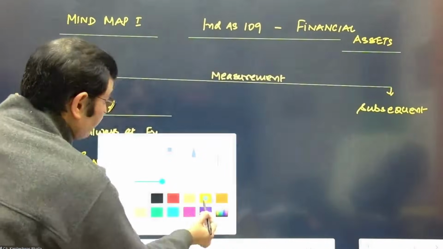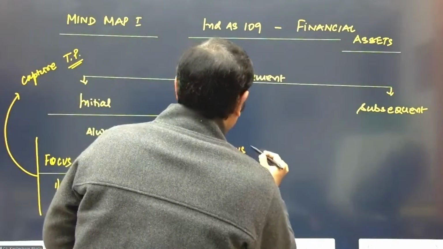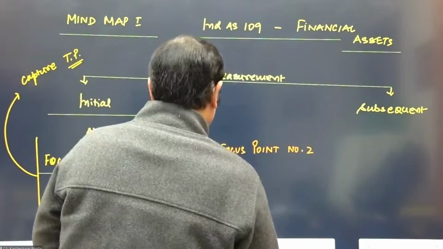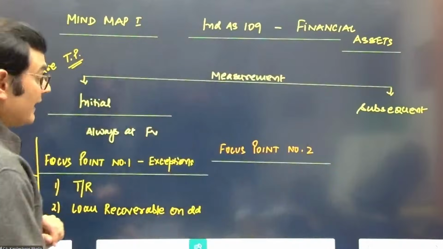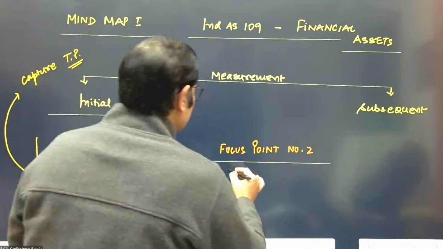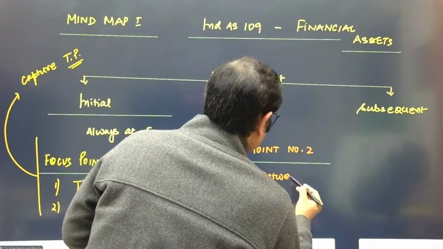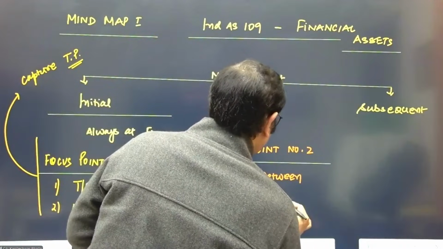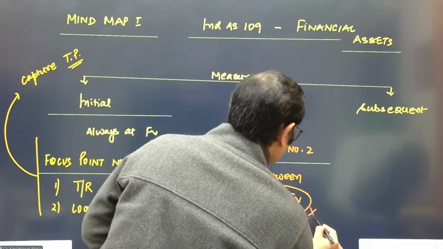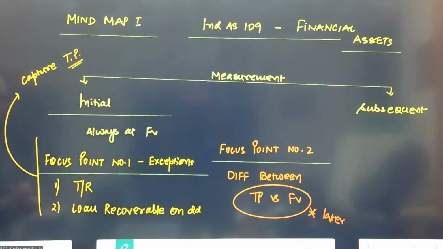Then comes the second focus point. The second focus point in terms of initial measurement is the difference. Once you capture things at a fair value, there is going to be a difference between the transaction price and the fair value. So how do you tackle the difference between the transaction price and the fair value? I guess we are going to tackle this later. So I'm just reminding you that you need to keep the focus points clear.